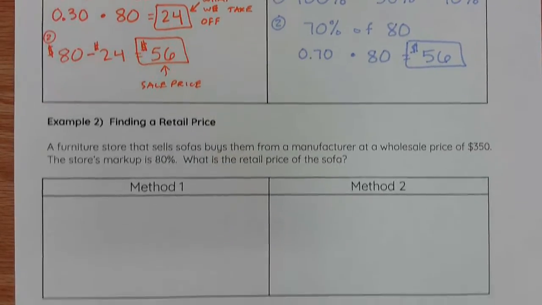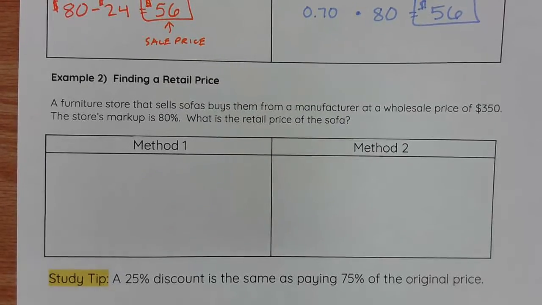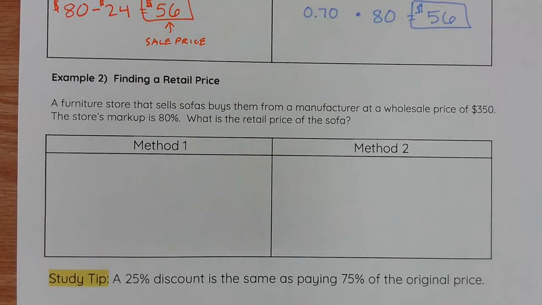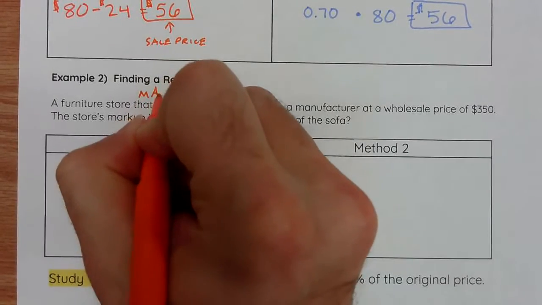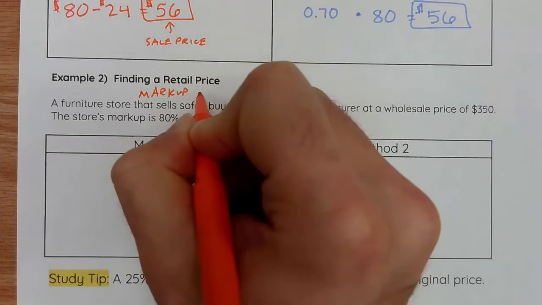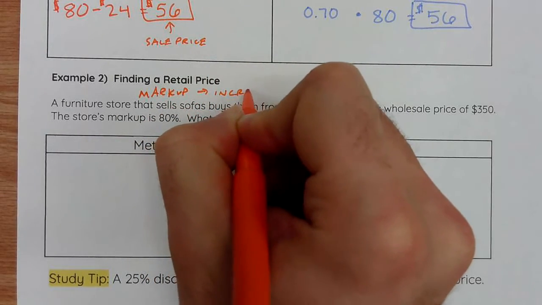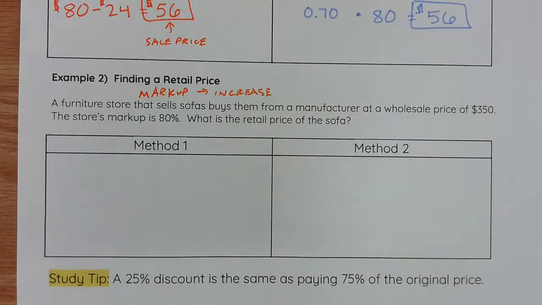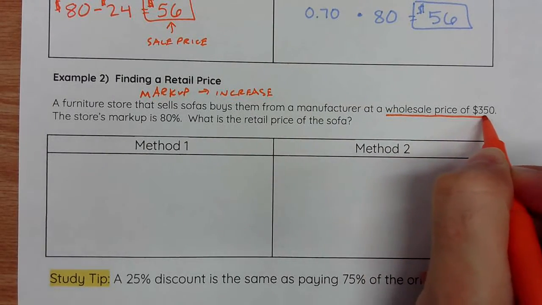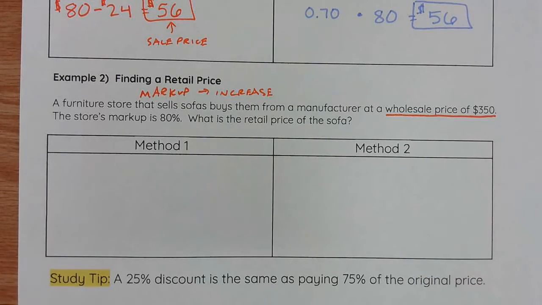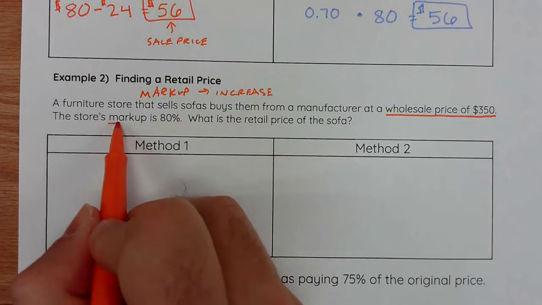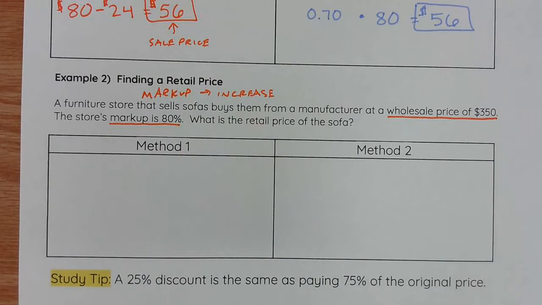All right, let's look at example 2. Finding a retail price. So this is where we're applying a markup. So I'm going to make note that we're going to do a markup. So the price is an increase. Let me read the problem. A furniture store that sells sofas buys them from a manufacturer at a wholesale price of $350. So that's what the store is paying for it. The store then marks it up 80%. What is the retail price of the sofa?